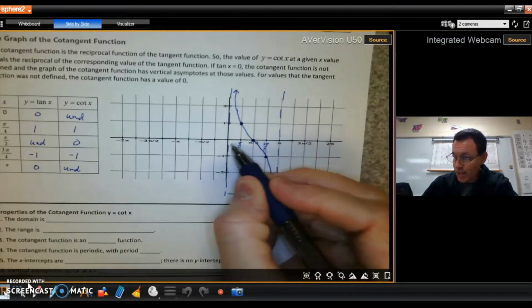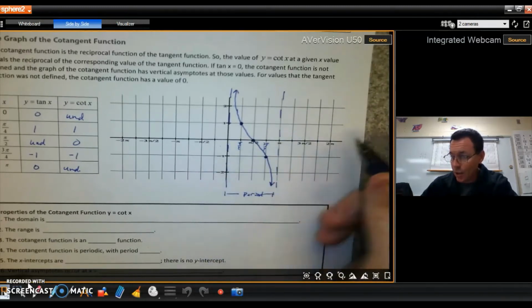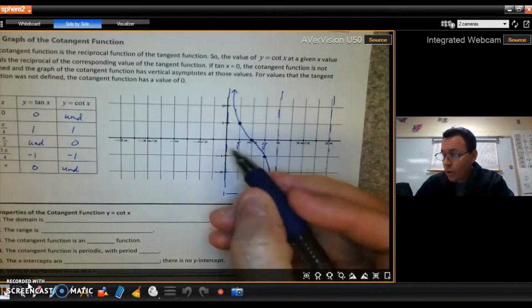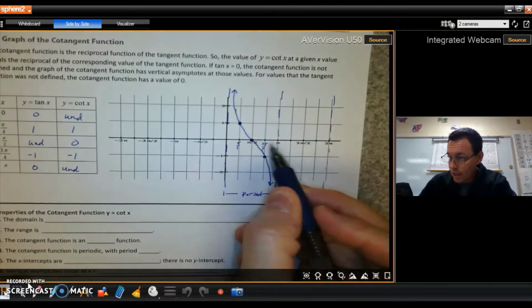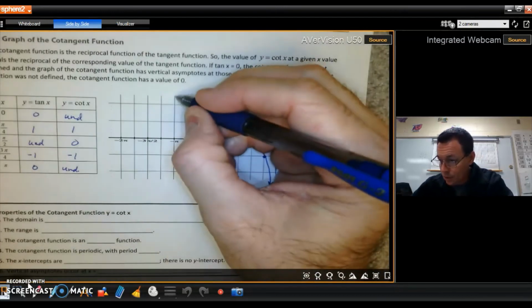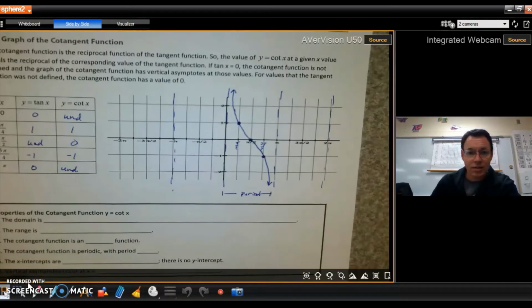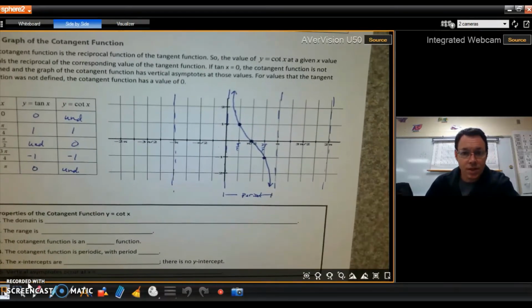I could just go out that same distance. So this is pi. I could go out another pi, and I could put a vertical asymptote over here. Or I could go in the negative direction. If this is pi, this would be negative pi, and there'd be a vertical asymptote over here. So this little graph I drew, I could actually have like 4 cycles of a cotangent graph.